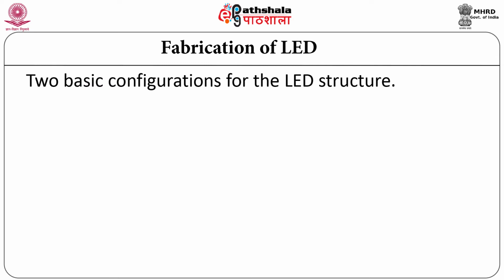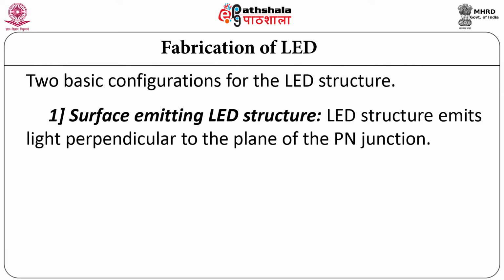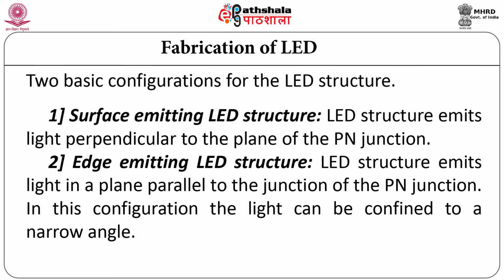Two basic configurations for the LED structure are: first, the surface emitting LED structure. Here, the LED emits light perpendicular to the plane of the PN junction. And second, the edge emitting LED structure. Here, the structure emits light in a plane parallel to the junction of the PN junction. In this configuration, the light can be confined to a narrow angle.